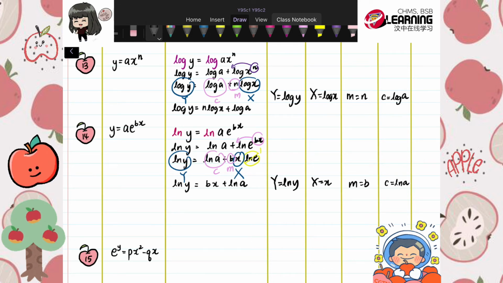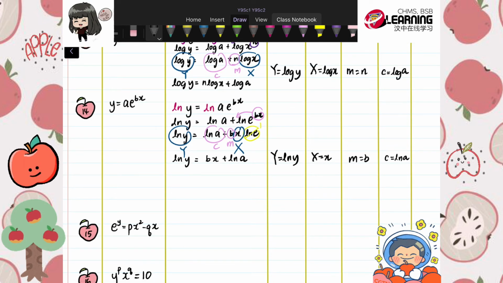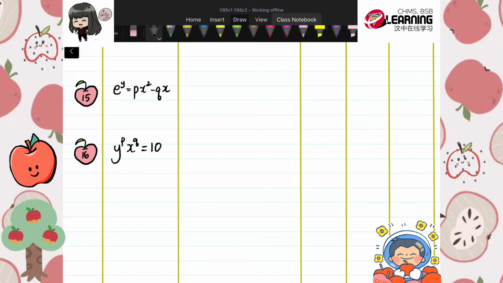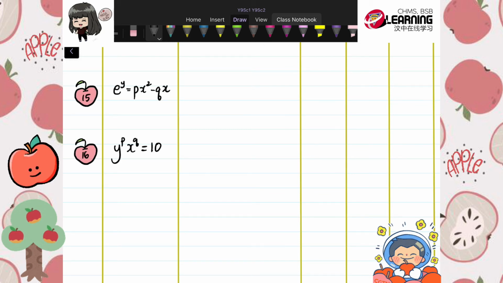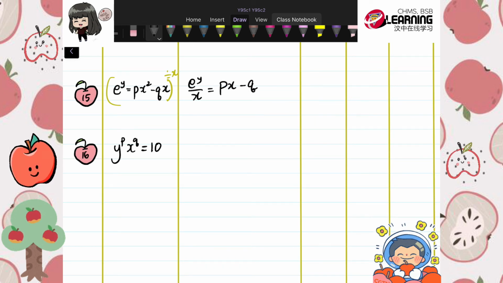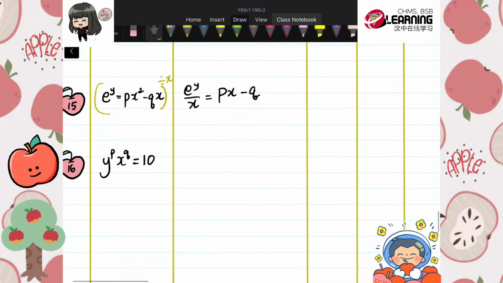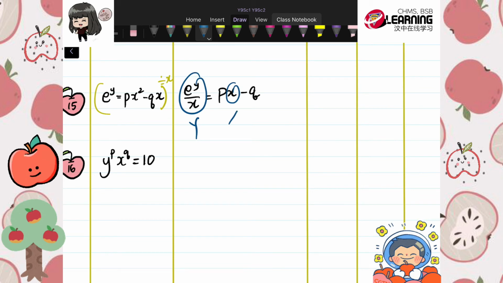Okay, now let's look at question 15. So question 15 here, you see there's an e there. But do you actually really need to apply the law of log? Do you really need to add log or ln here? Not really. So I can actually do this. I divide everything by x. So this will be ey over x equals px minus q. After dividing by x, then x squared becomes x. qx will become q. So that's it. This is your big Y already. This is your big X, and this is your M, and this is your C.